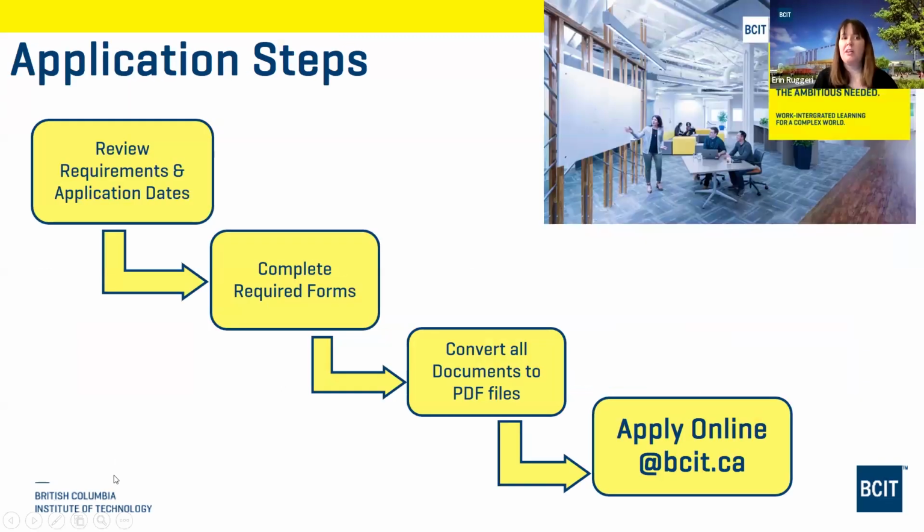So the application steps: review the requirements, review the application info on our website, complete that form, and then once you have your transcript and your form, convert all your documents to PDF, and you just apply online at bcit.ca. Some of you who have recently been in post-secondary or who have children entering post-secondary around now will know that a lot of schools have their applications through myeducationplanner.ca. BCIT does not yet, we hope to soon, but for now, all of our applications come through bcit.ca rather than Education Planner.